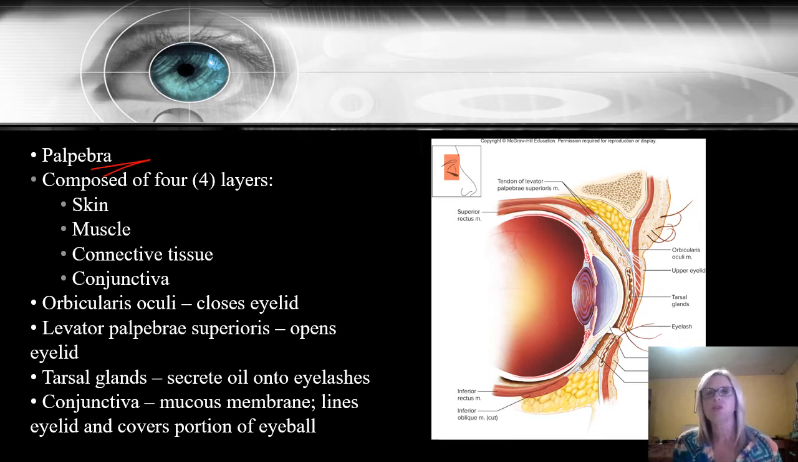The connective tissue of the eye has what we call a tarsal gland, and these are modified sebaceous glands that carry oily secretions to the eyelashes and that help keep them from sticking together. The conjunctiva is a thin layer of mucous membrane. It is normally transparent and allows us to actually see the blood vessels in our eye. You're probably familiar with conjunctivitis, which is pink eye, and that's inflammation of the conjunctiva. This is often viral or bacterial in origin.